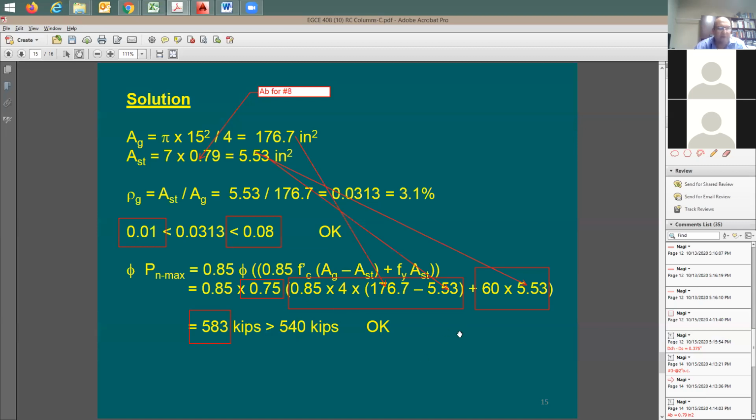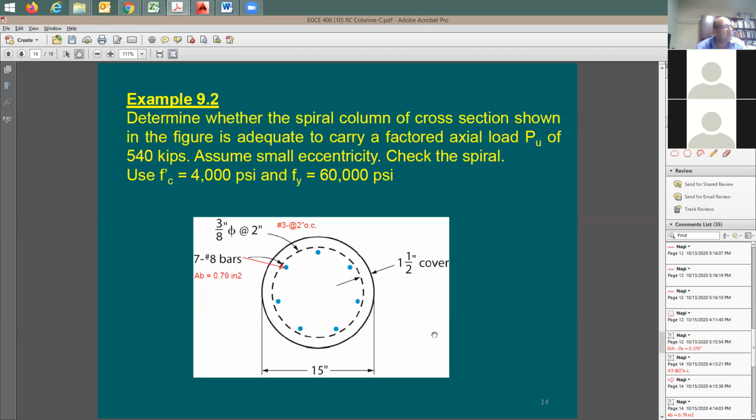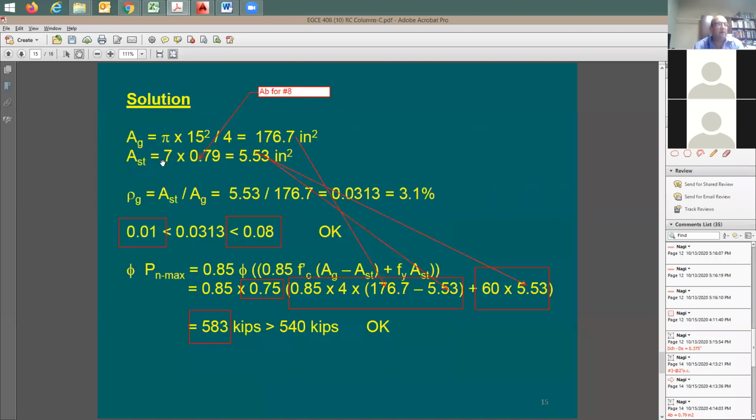Let me go back here and confirm the 540 kips. Here it is, 540 kips. This is all the demand I have as P ultimate. All right. Now I'm done with the vertical reinforcement ratio check, and also I'm done with the concrete strength.